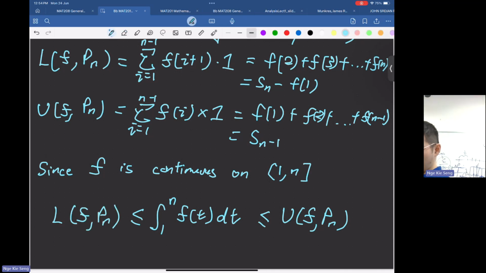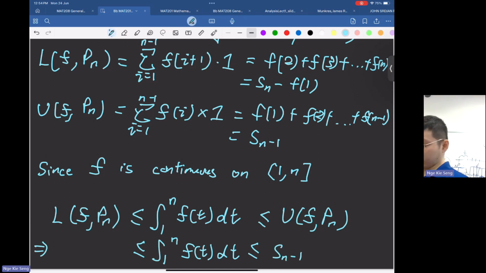So in this case here, what do we get? We actually get a relationship between this partial sum and our integral. In particular, Sn minus 1 is greater or equal to this integral, and then greater or equal to Sn minus f1. Okay, so this is the inequality we get between the infinite series and the integral here.